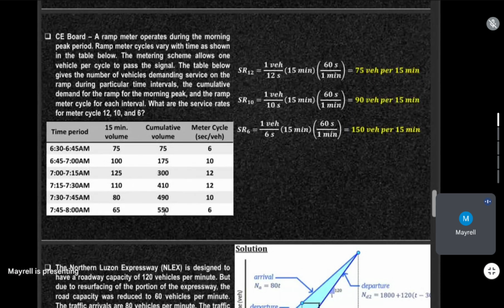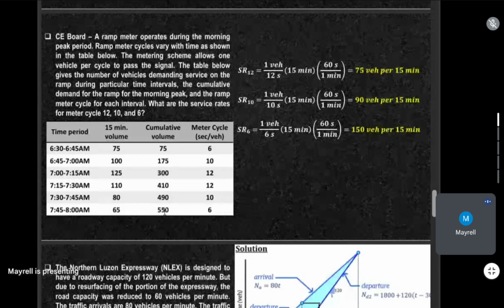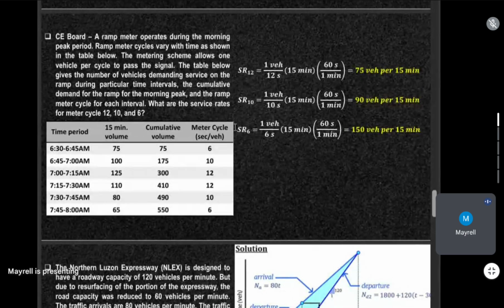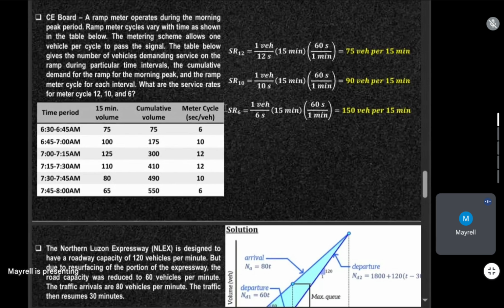Let me check. Okay, so it's supposed to be 555. Or maybe the 65 is the error in the given. Then you have meter cycle in seconds per vehicle: 6, 10, 12, 12, 10, and 6.